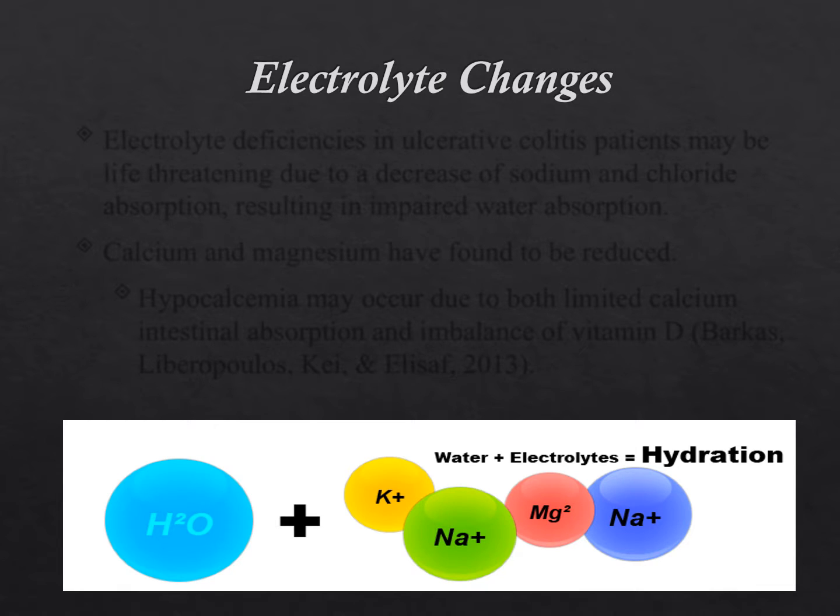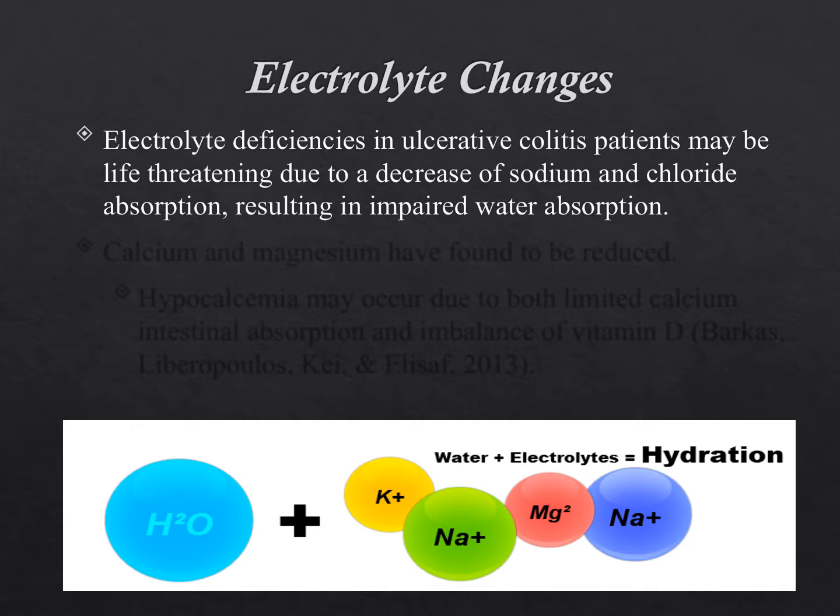The human body works very hard to maintain fluid, electrolytes, and pH in order to prevent dehydration. We know the major function of the colon is the reabsorption of about 90% of the water and electrolytes. Studies suggest that electrolyte deficiencies in ulcerative colitis patients may be life-threatening due to the decrease of sodium and chloride absorption, which then results in impaired water absorption. That study went on to talk about how mucus samples were collected from these patients, and it showed that they had higher levels of sodium and potassium in those cells in comparison to the general population.